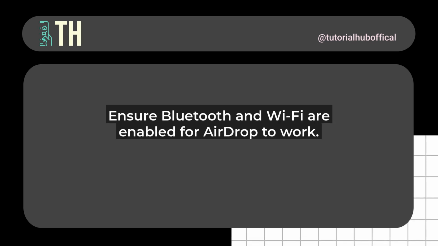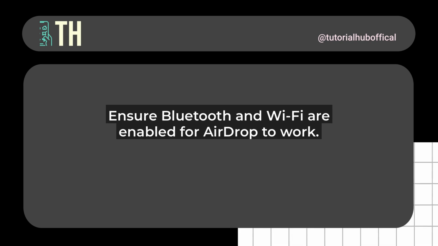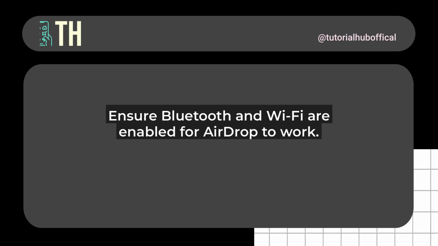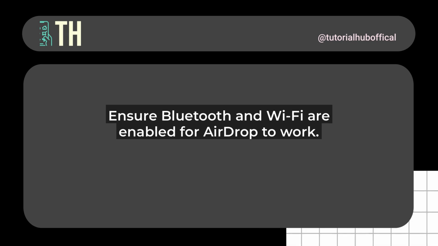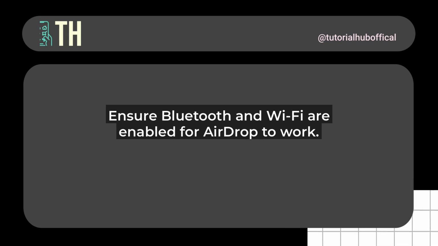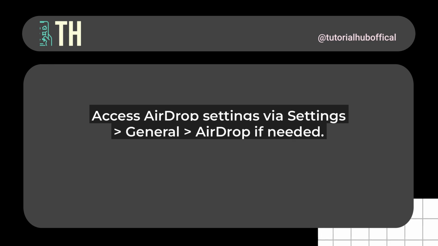Here, you can choose your visibility settings. For most situations, select Everyone if you want to share with anyone nearby, or go with Contacts Only for a bit more privacy. Once you've made your choice, AirDrop is now turned on and ready to go. It's that straightforward. If you're having trouble, double-check that Bluetooth and Wi-Fi are enabled, as AirDrop relies on them.